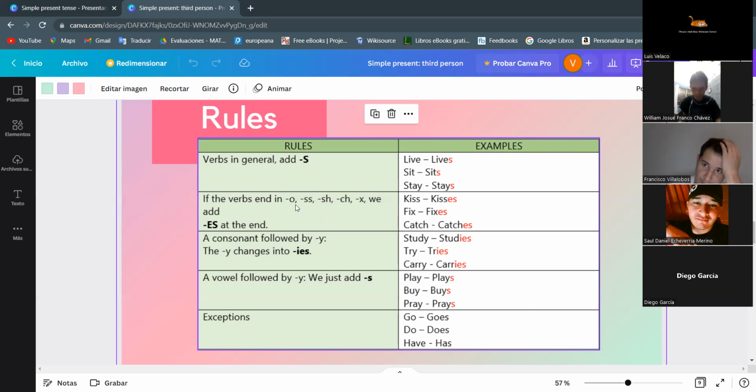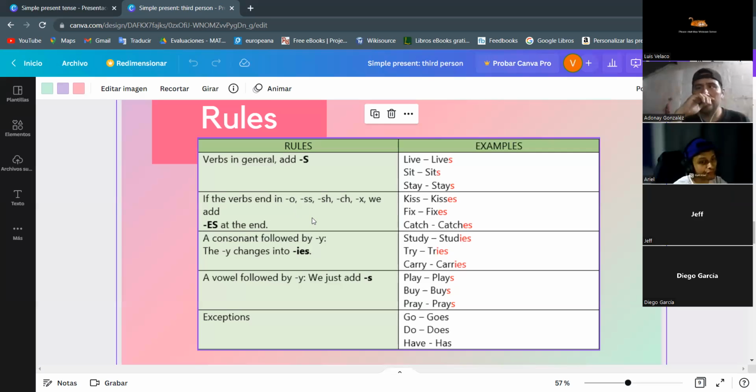Second rule. Okay. If the verb ends on O, S, what's... you can spell it. Do you know what spelling is? Saying letter by letter. So you can spell letter. X, we are. Yes, at the end. Examples.